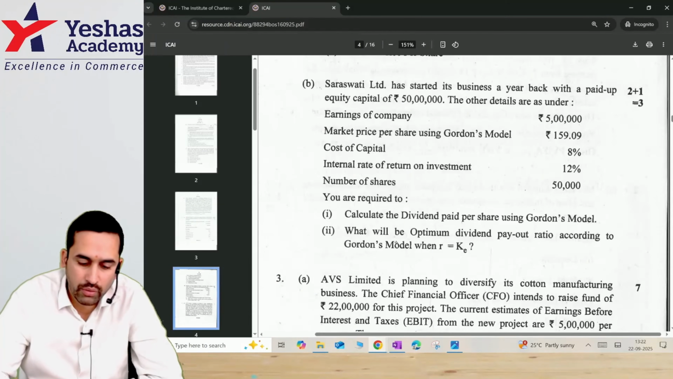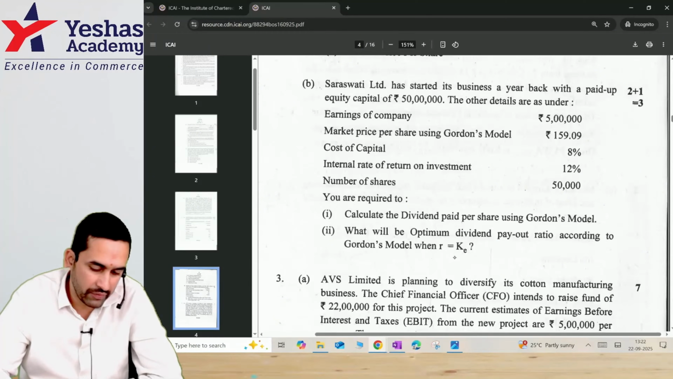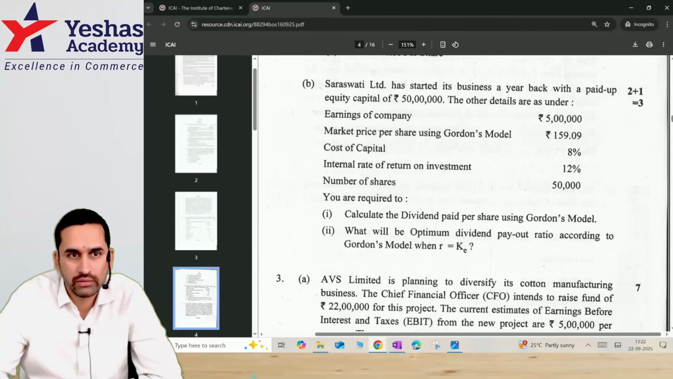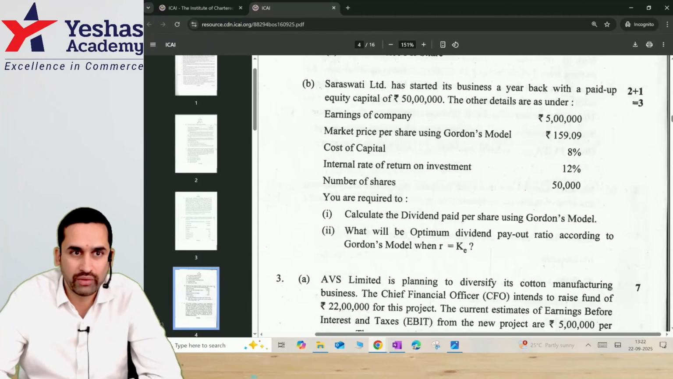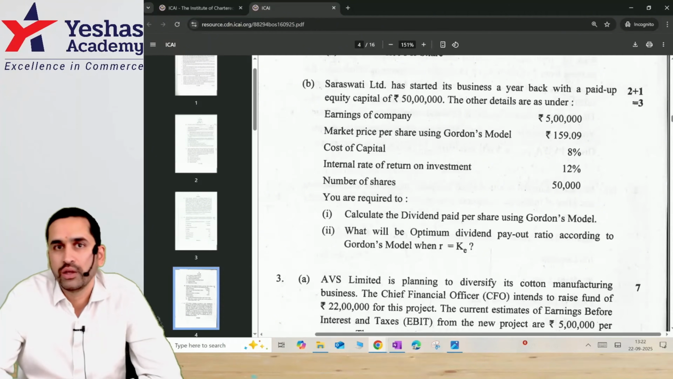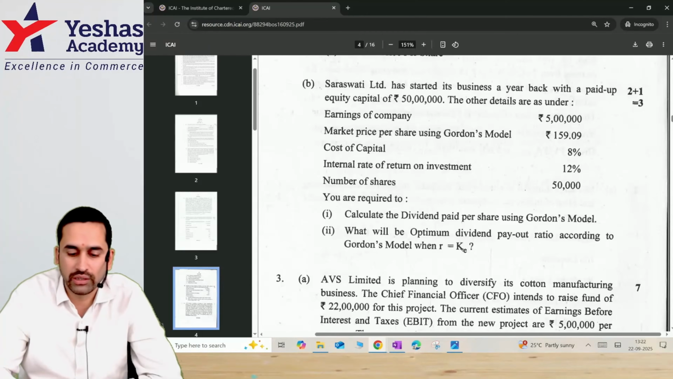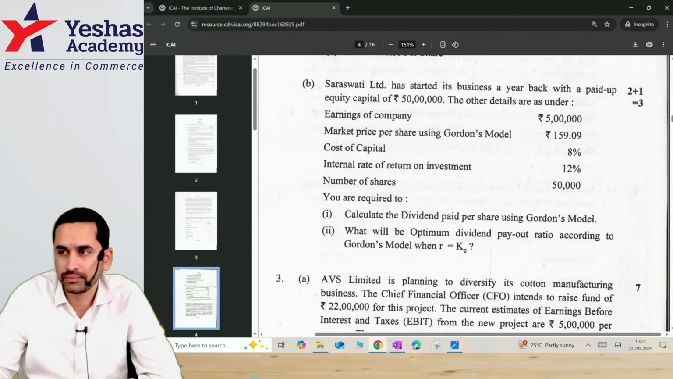Second, what will be the optimum dividend payout ratio according to Gordon's model? Look at this. I find this little surprising actually. When R is equal to KE, doesn't matter how much you pay. If R is greater than K, you have explanation. R is less than K, you have an explanation. R is equal to K, you pay more dividend, you don't pay, it won't make any difference. So for this question, answer is theoretical answer. When R is equal to KE, it makes no difference how much dividend we pay. Full stop. You can't even write 0% or 100%.